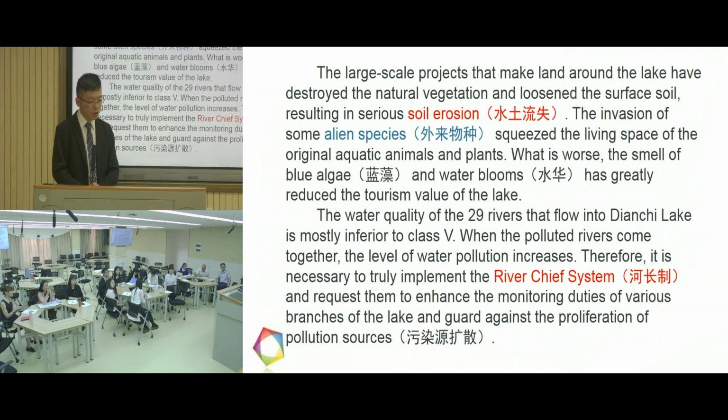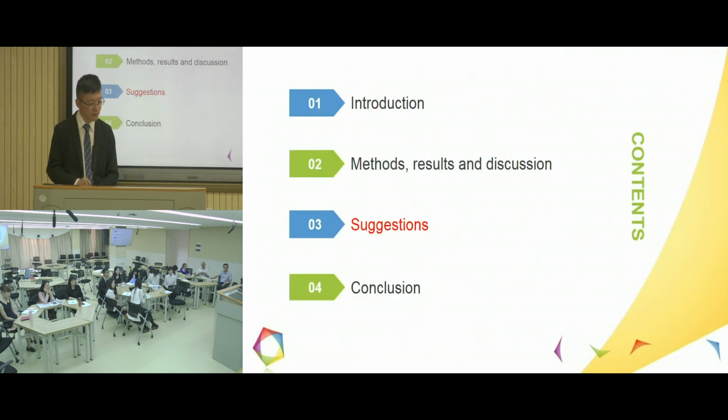And finally, the water quality of the 29 rivers that flow into Dianchi Lake is mostly inferior to Class V. When the polluted rivers come together, the level of water pollution increases. Therefore, it is necessary to truly implement the river chief system and request them to enhance monitoring duties of various branches of the lake and guard against the proliferation of the pollution sources.